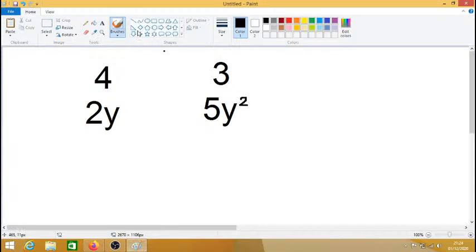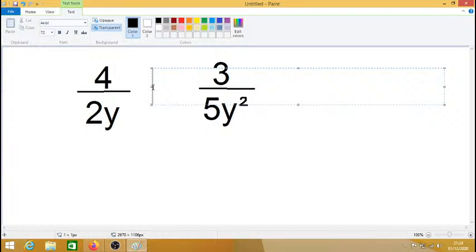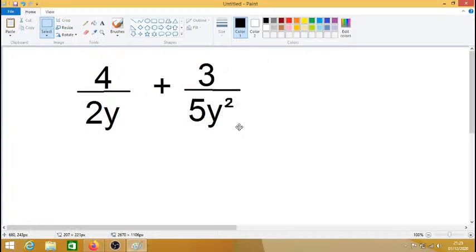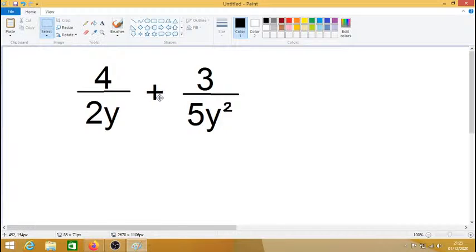Now you can use the cross and the smile. It will work, but you'll end up with quite a lot of y's in your answer which need to be simplified. So here it's better just to use that first method and think, what can I do? What can I multiply by to try and get the new denominator, the bit at the bottom, the same? So I've got a y, but I need a y squared.